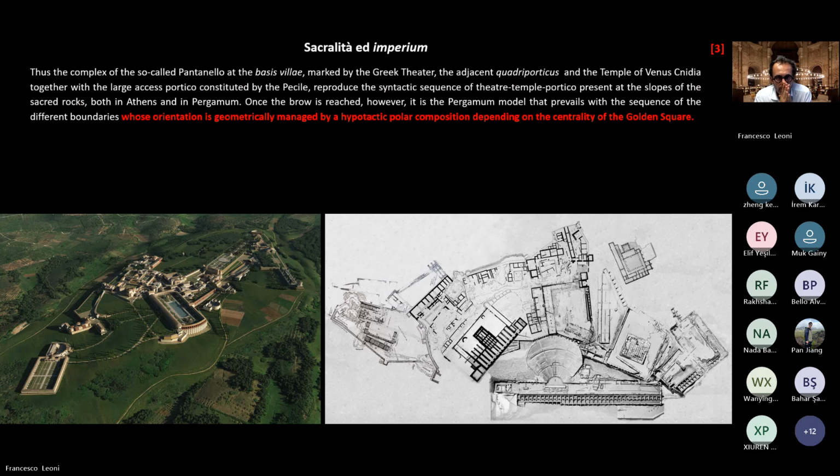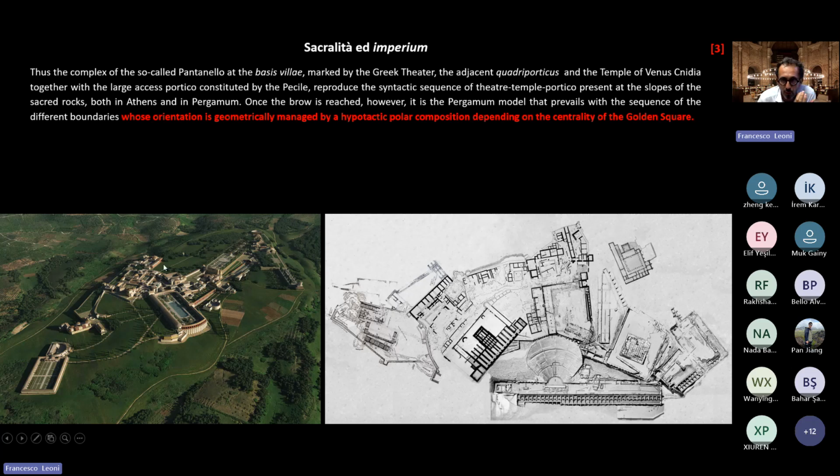Thus, the complex of the so-called Pantanello at the beginning of the villa, the one that is marked by the Greek theater, you can see the one that I'm pointing to with my arrow, constitutes the entrance to the villa together with the temple of Venus Cnidia. So this theater and this temple used to be the entrance of the villa somehow, together with the large access from the portico constituted by the Pecile.